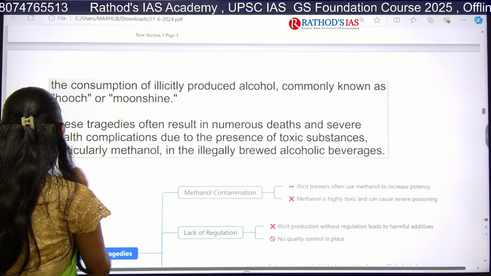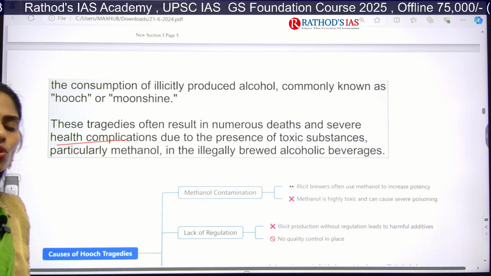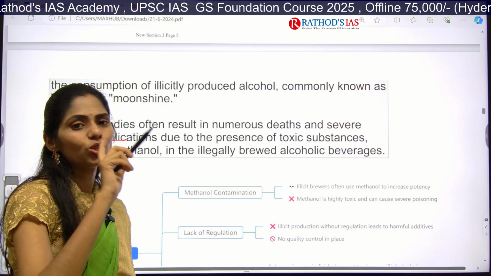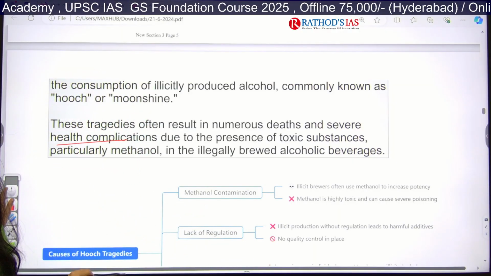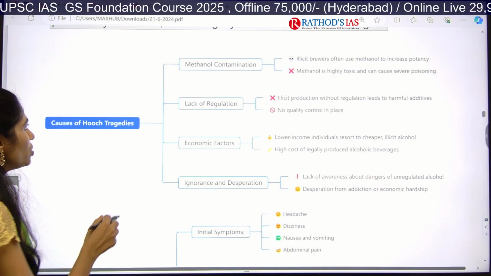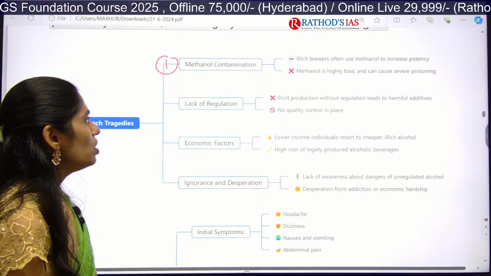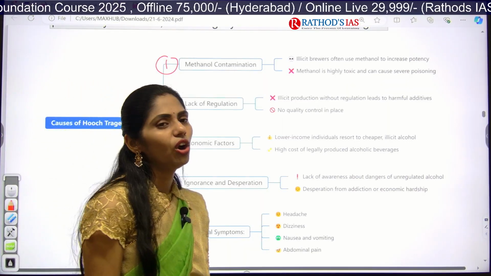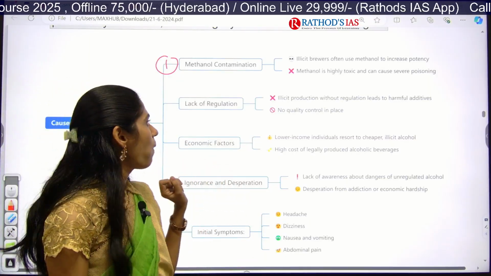and as well as very severe health complications because of the presence of toxic substances. One such toxic substance you can see is methanol. Methanol is very dangerous. So now let us see what are the causes of these huge tragedies. The first one is methanol contamination. Here illicit brewers will often use this methanol. So it is one reason.